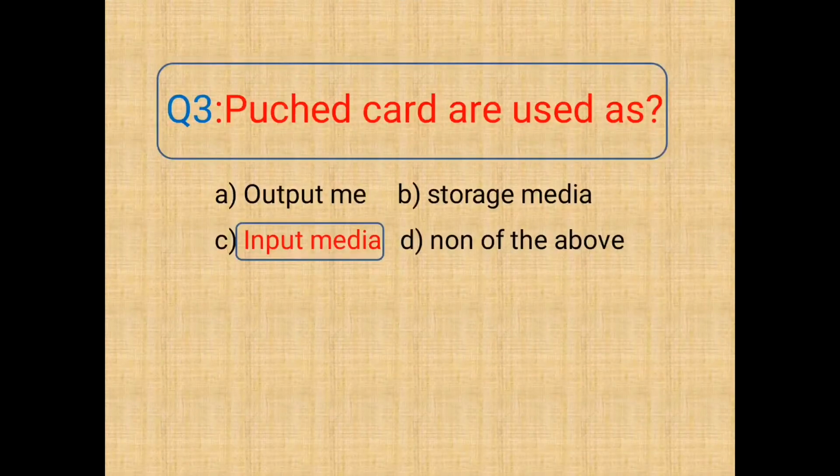Question number 3. Punch cards are used as A. output media. B. Storage media. C. Input media. D. None of the above. So punch card is an input media. So in this case, the correct answer is C, input media. This one.